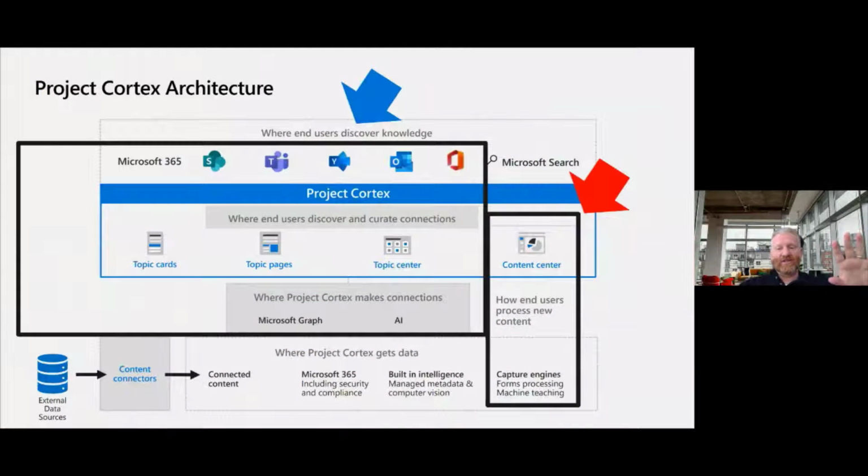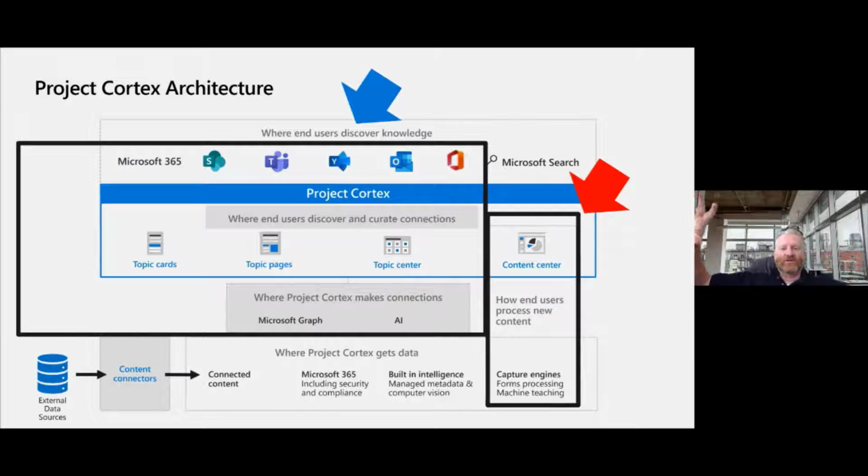There's Project Cortex and there's SharePoint Syntex. Overall, there's this initiative at Microsoft called the Project Cortex Initiative, and what we're going to focus on here is what is in red. The little red arrow is pointing at a content center. The content center relies on machine teaching. End users can process content. You can do form capture and machine teaching, essentially.